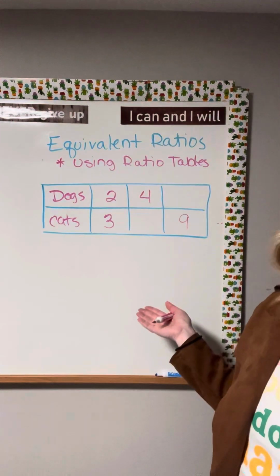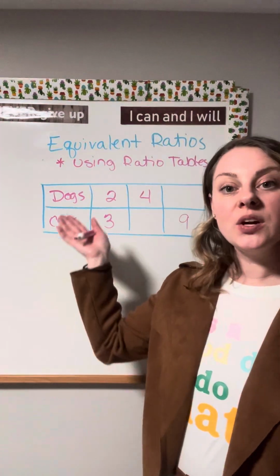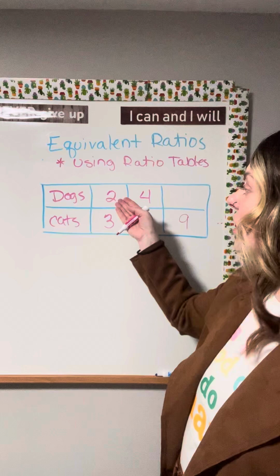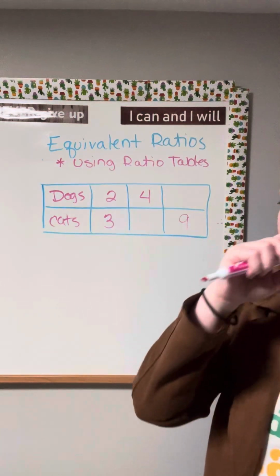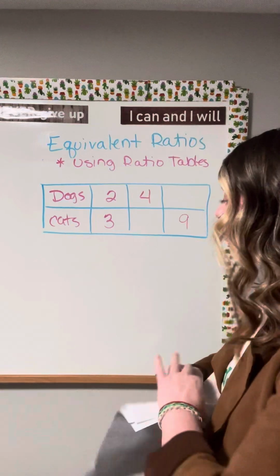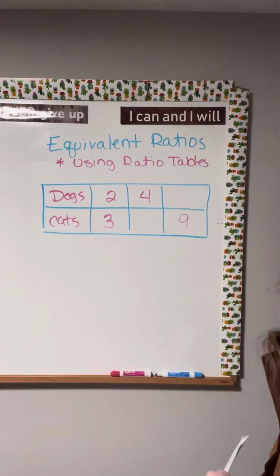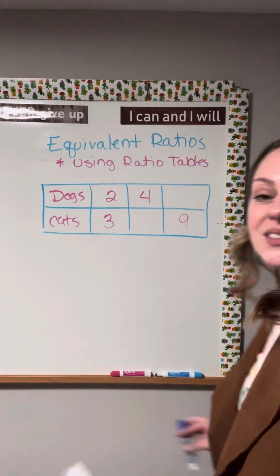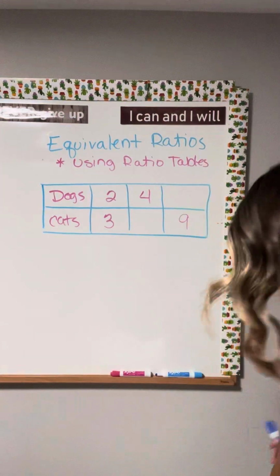I have a table set up for you. In this ratio, I'm comparing dogs to cats. So there are 2 dogs for every 3 cats. And pretty much they'll give you these empty spaces and you have to complete the table. So what I would do is, it's like a puzzle. I just want to try to find out the puzzle.